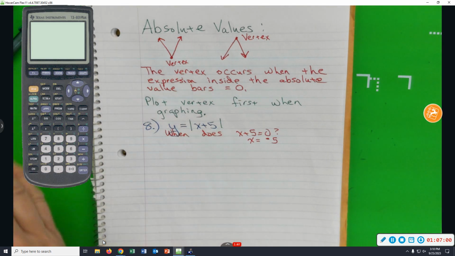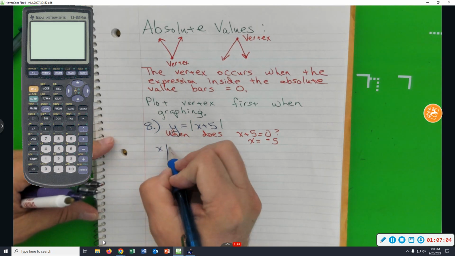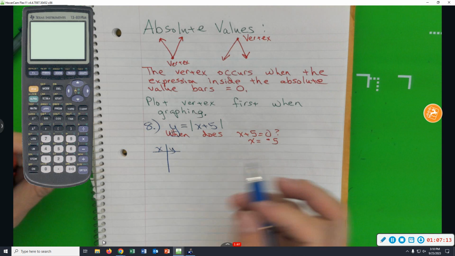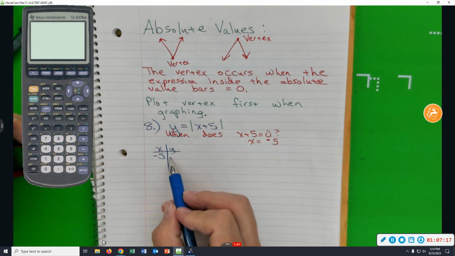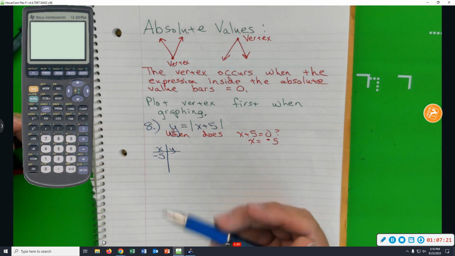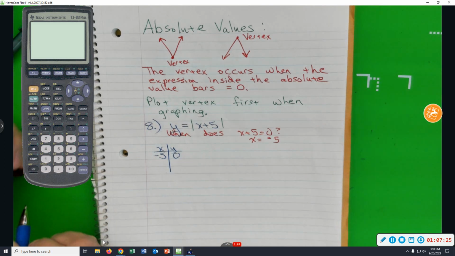So I have a table of values. Oh, number 5, they had 3 ordered pairs. We don't need 3 ordered pairs. We have to use negative 5. And what's that going to give us for y? It should be 0. I mean, it should be obvious. Negative 5 plus 5 is 0, and the absolute value of 0 is 0.